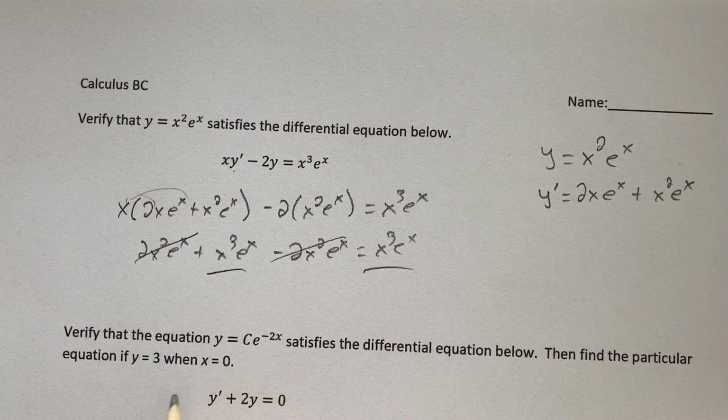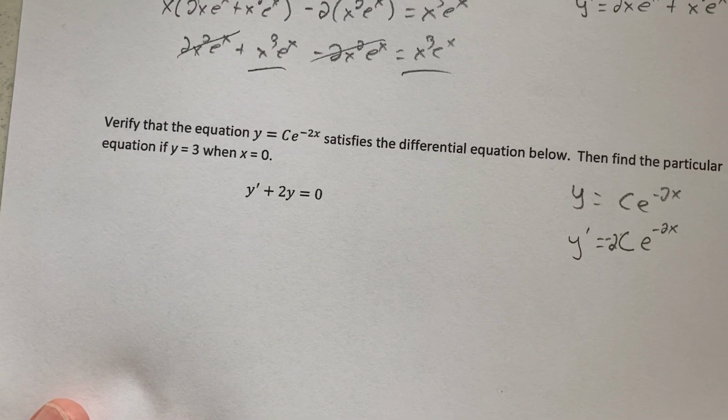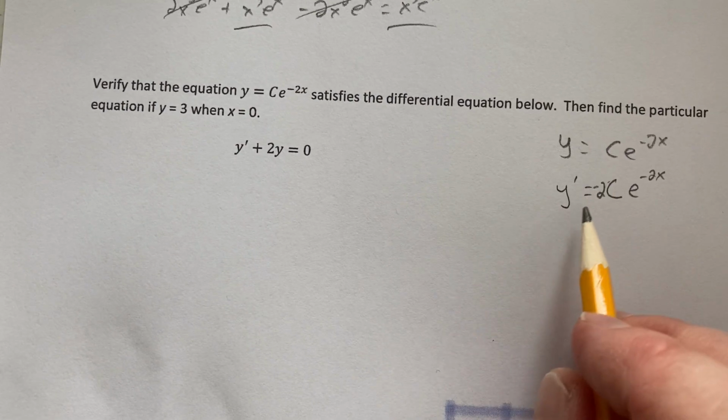So same thing here. I've got my y equals c e to the negative 2x. Y prime then would be c times the derivative of this. Derivative of e is just itself, so we keep that. And then times the derivative of the exponent, which is negative 2. So I'm going to put that negative 2 right there. Okay? So that's our function and the derivative.